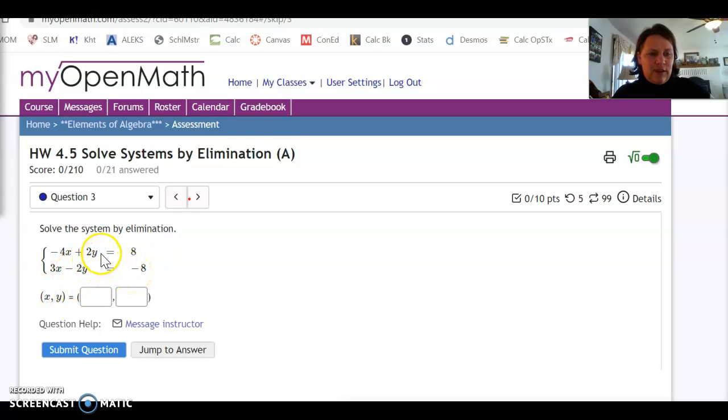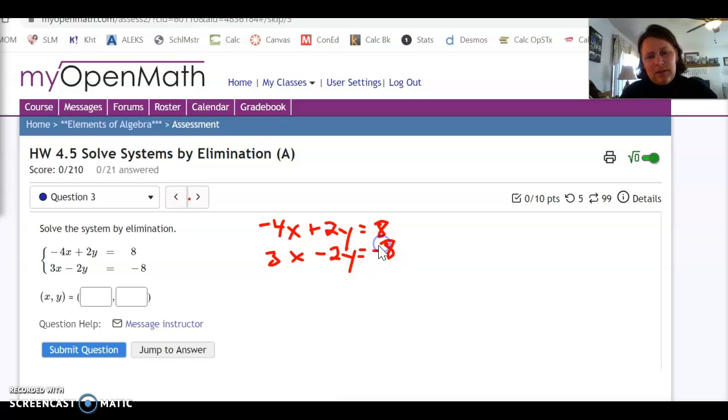Let's check and see if we have complete opposites. Our x's are not complete opposites, but our y's are. We have a plus 2y and a minus 2y. So those, when we add them, are going to cancel out. So that's perfect. So let's go ahead and rewrite these equations. We have negative 4x plus 2y equals 8, and 3x minus 2y equals negative 8.